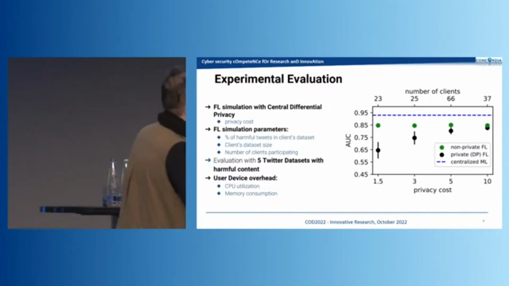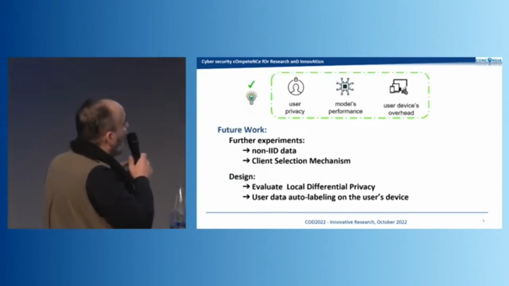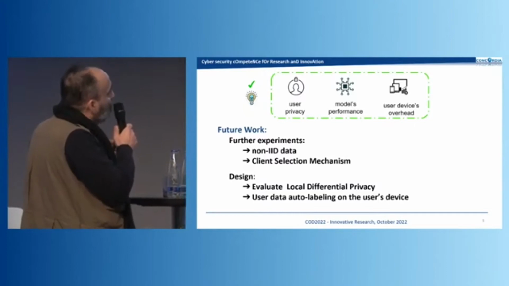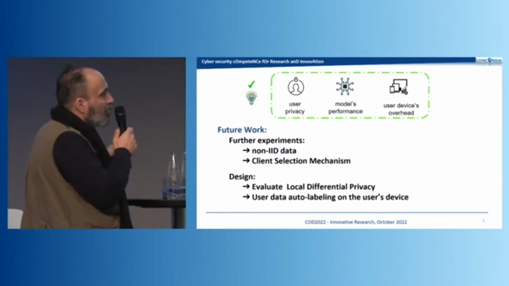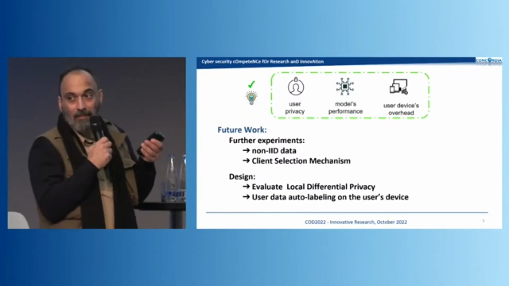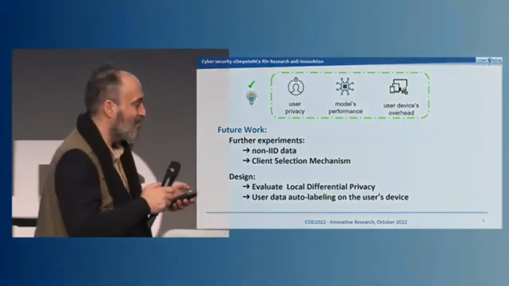As future work, we want to try mainly with non-IID data, other client selection mechanisms, and maybe use auto-labeling in order to overcome the problem that the client may not contain labeled data. Okay, thank you very much.